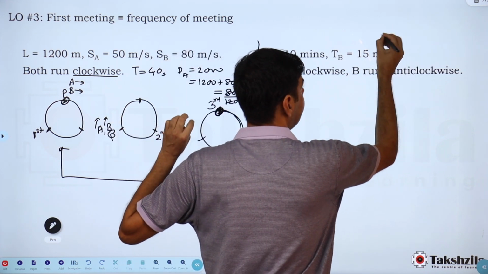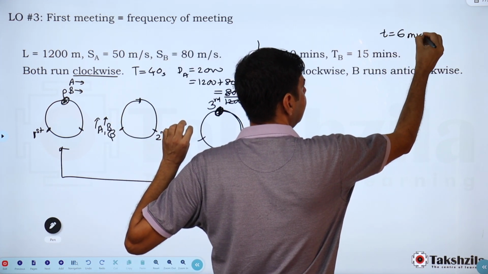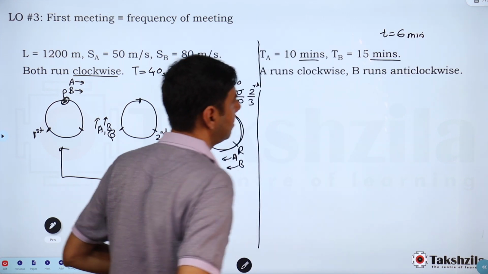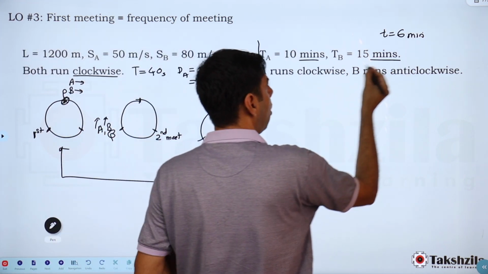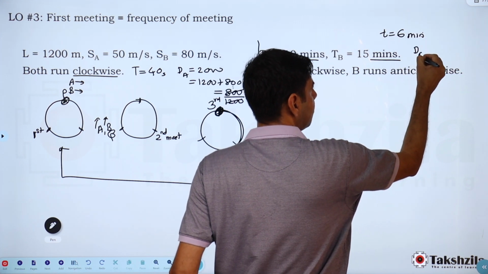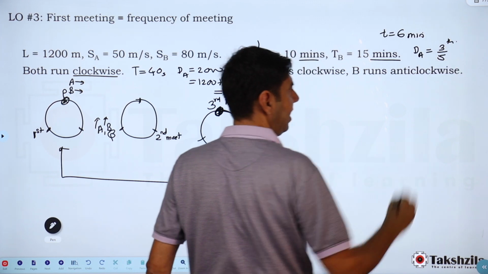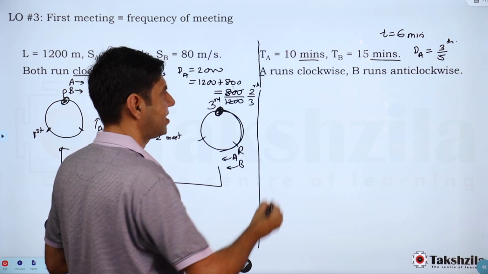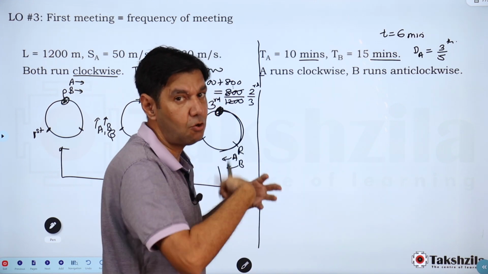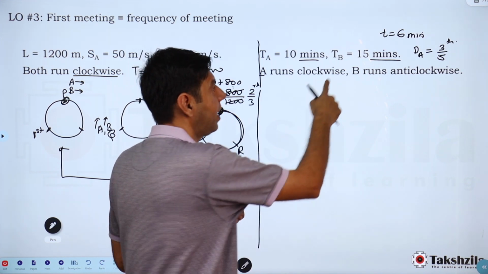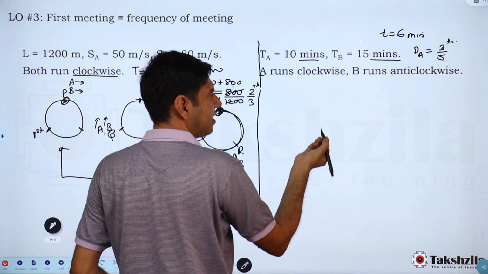We have found the time. The time taken is 6 minutes, because these are in minutes. 6 minutes, and then what? A runs clockwise. So when we talked about clockwise, the distance run by A in fraction of a round is 3/5. A is going to be faster this time, right? Why is A faster? Think: he finishes a round in 10 minutes, whereas B takes 15 minutes. So it doesn't really matter too much.